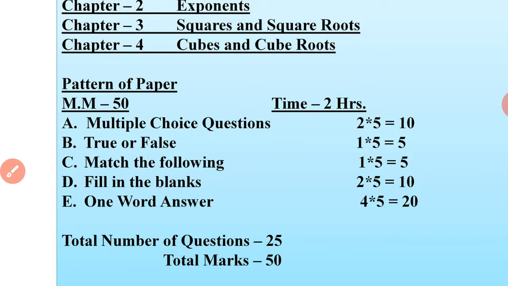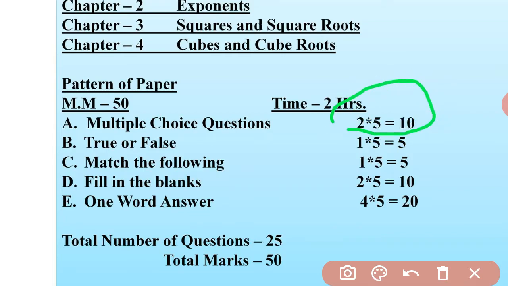Your test paper will be divided into 5 parts. In part A, you have multiple choice questions. There are 5 multiple choice questions, and each question carries 2 marks, so a total of 10 marks. In part B, you have true false. There are 5 true false questions, and each question carries 1 mark.